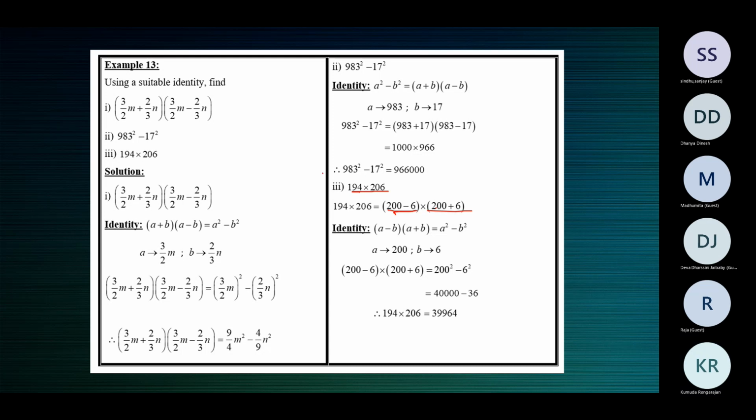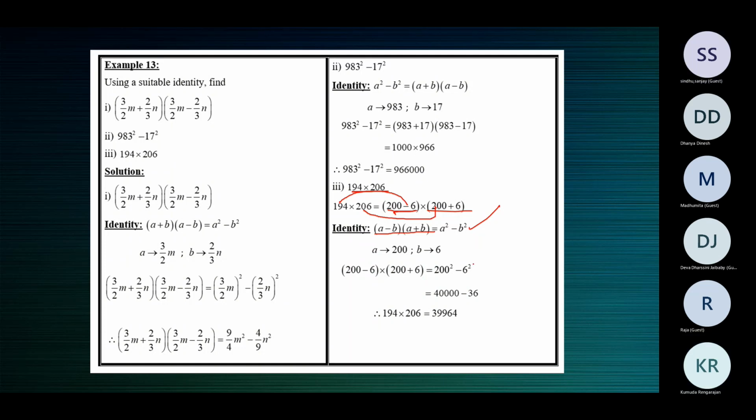So now the given question does not directly look like any identity, but when you express 194 as 200 minus 6, and 206 as 200 plus 6, then they look like a minus b into a plus b. So now the given question is of the form a minus b into a plus b. So the answer is a square minus b square. Am I clear, children, so far?